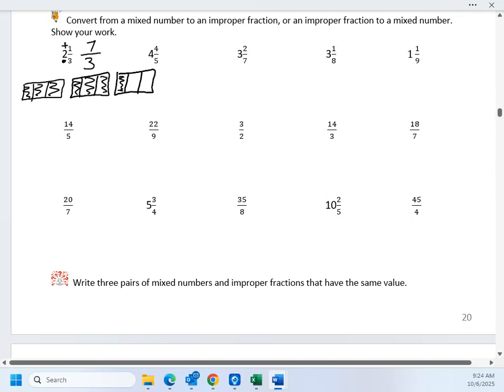Let's try doing one more together. 4 and 4/5. What would that be? What math am I doing? Jack? 5 times 4 plus 4. 5, that denominator 5 times 4 plus 4. So 5 times 4 is 20. 20 plus 4 is 24/5. Okay, so that's how we go from the mixed number to the improper.